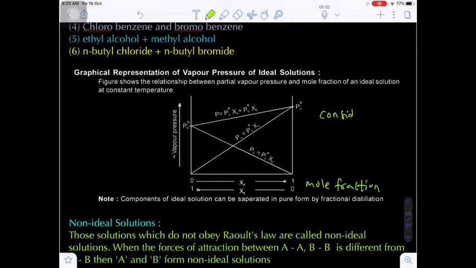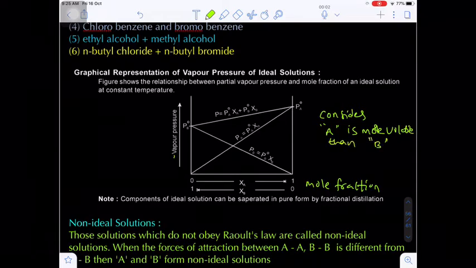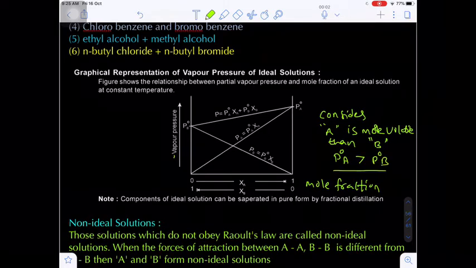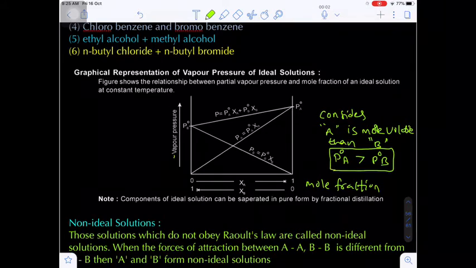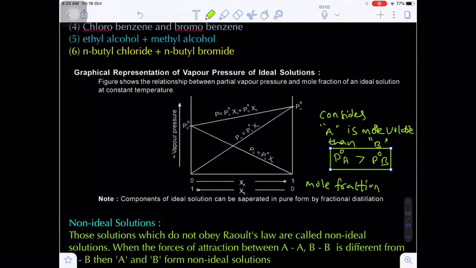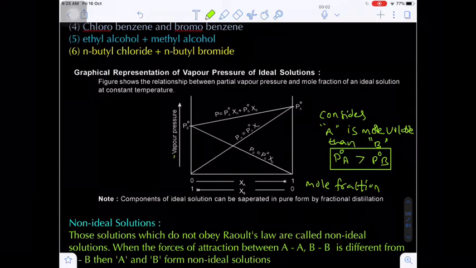Now consider, this is one assumption, consider A is more volatile than B. This is only an assumption. That's why the vapor pressure of liquid A will always be greater than component B, because we are considering that A has more tendency to escape into the space, that is, more volatile as compared to B. It is not always compulsory. You can take liquid B also as more volatile than liquid A, but only for simplicity I am taking out of A and B.